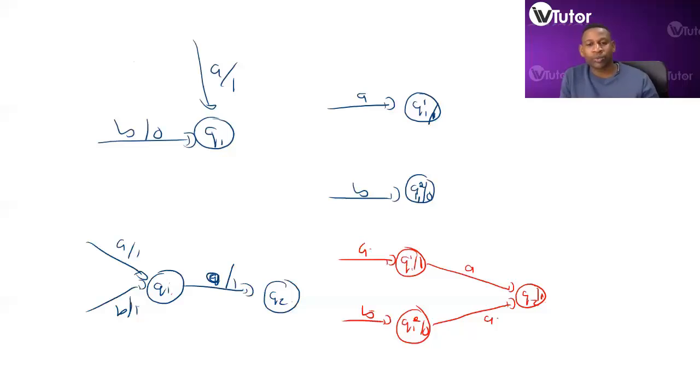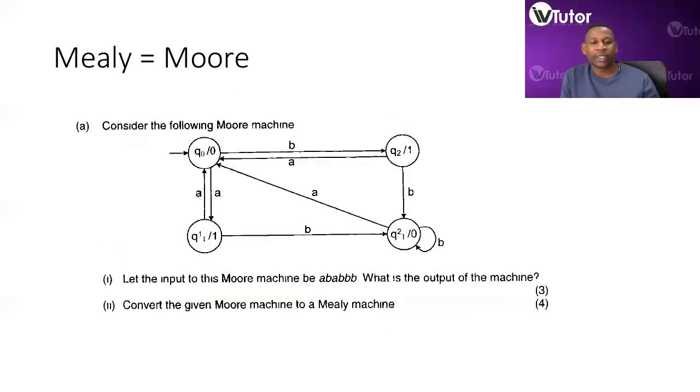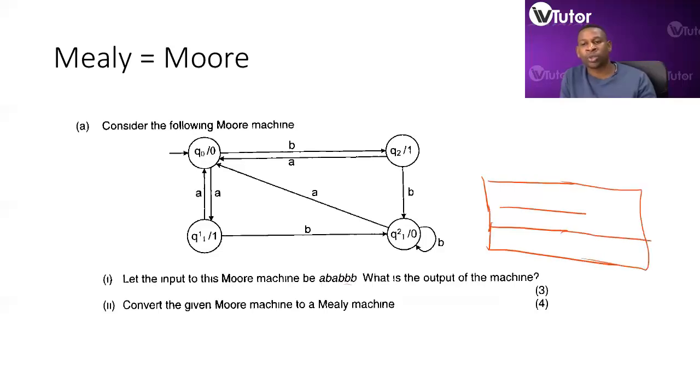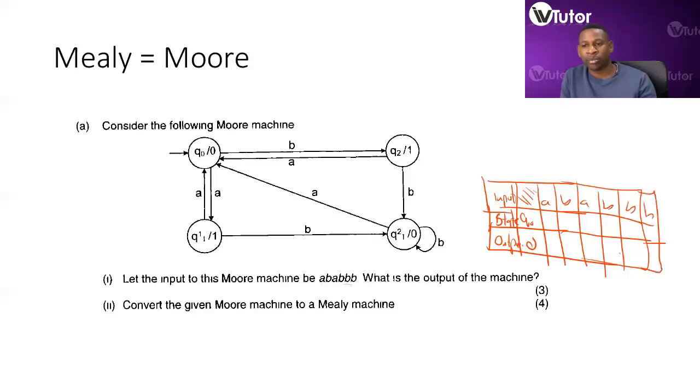So now let's go to the actual questions. Firstly, they say put this AB into the Moore machine. What is the output of the machine? A Moore machine gives you 1 more output than the input. So we've got input, we've got state, and we've got output. We're going to have our columns, and this is the initial one at Q0 with an output of 0. Then we've got A, B, A, B, B, B, A, B, B, and then B.